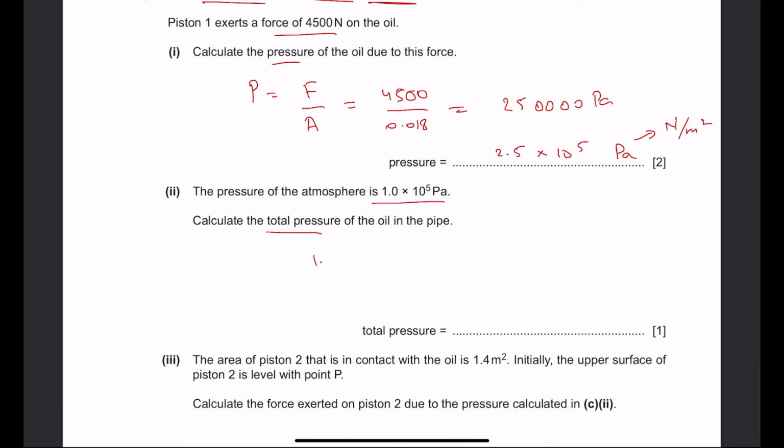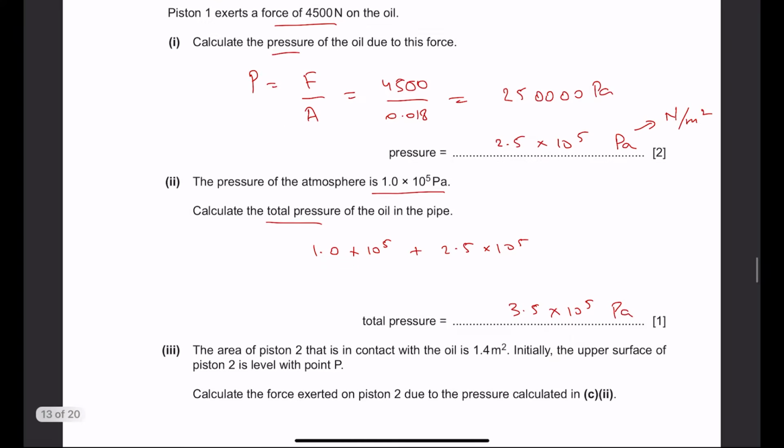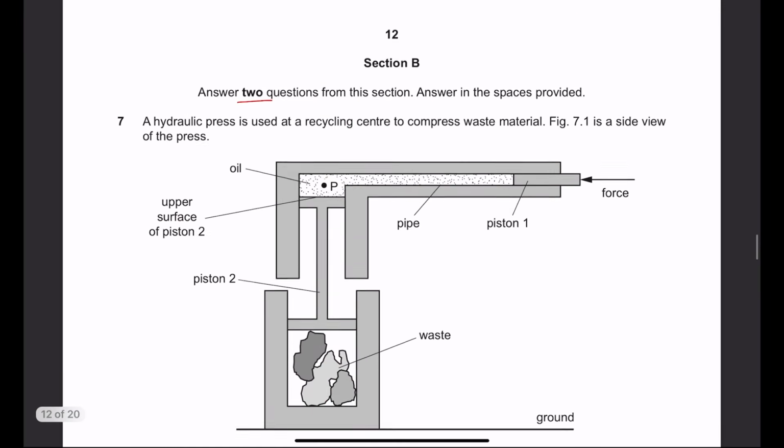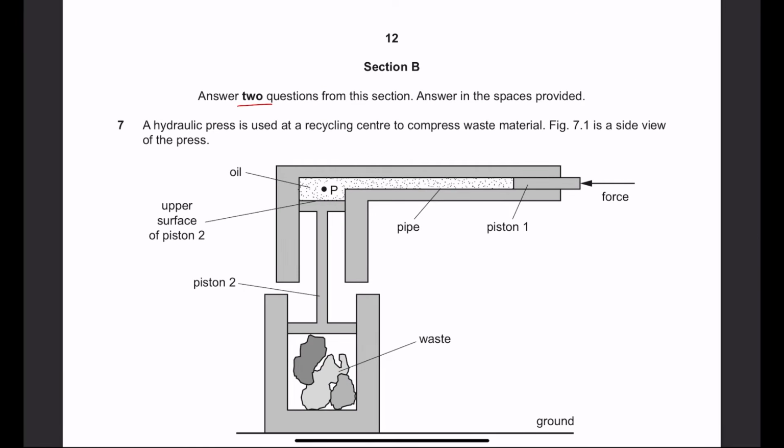Therefore, the total pressure will be the pressure that we calculated in the previous part plus the atmospheric pressure. So that will be 1.0 times 10 to the power 5 plus 2.5 times 10 to the power 5, and that gives us 3.5 times 10 to the power 5 pascals. Now the piston 2 that is in contact with oil is 1.4 centimeter square in its area. Initially the upper surface is at level with point P. So what they're saying is that the piston is initially at this point.